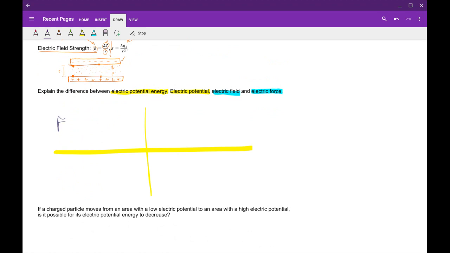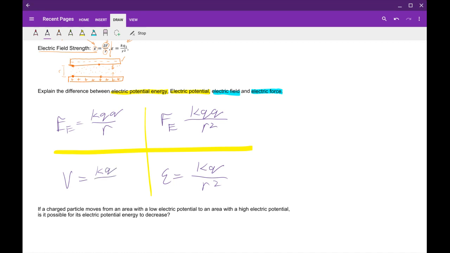So I like to say that the electric potential energy is kQQ over r, whereas the electric force, that wasn't right, is kQQ over r squared. All right. And then you have the electric field, which is kQ over r squared. And then you've got the electric potential. Okay. And then you've got essentially kQ over r.